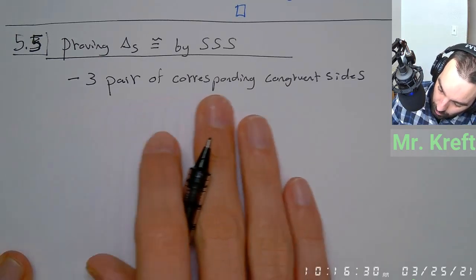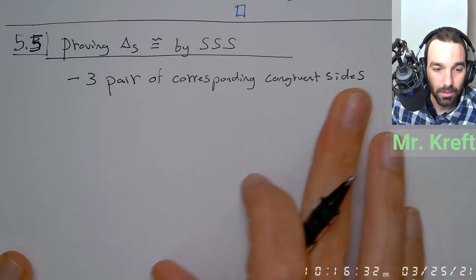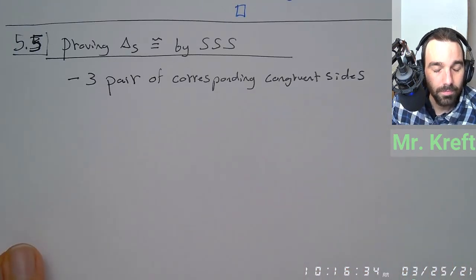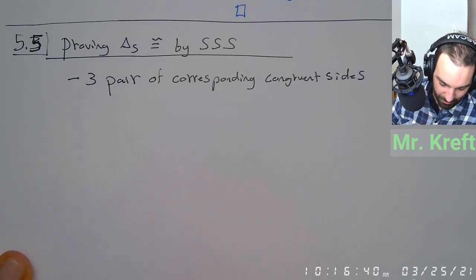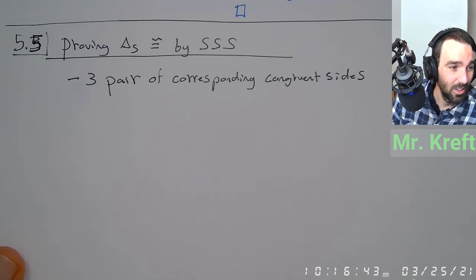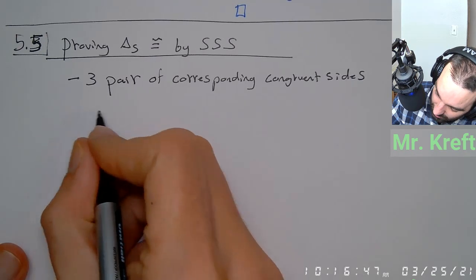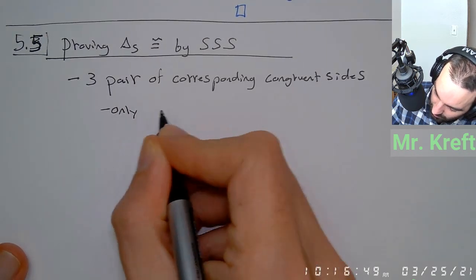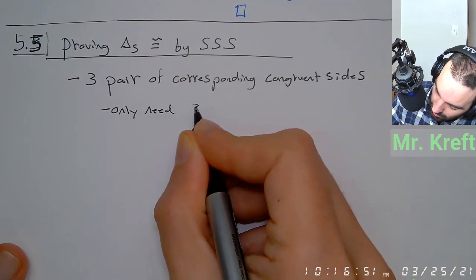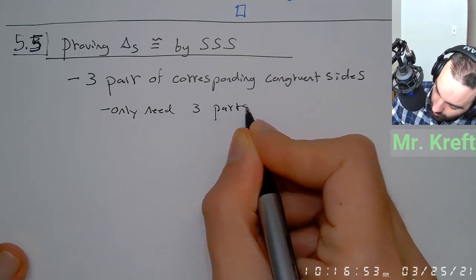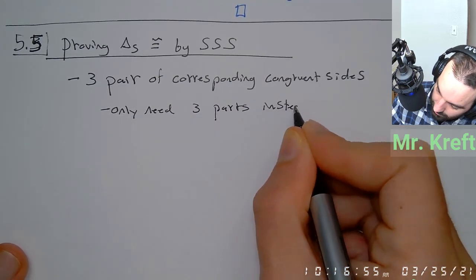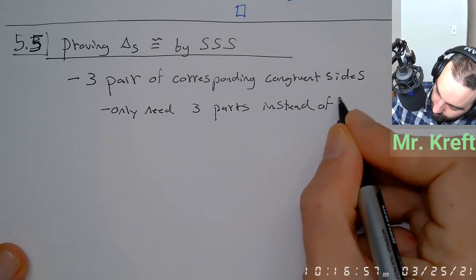All right. So three pairs of corresponding congruent sides. Oh my gosh, just a second. So three pairs of... where am I going with this? Okay. So remember, why is this important? We only need three parts instead of six, right? And that's the same as last time.